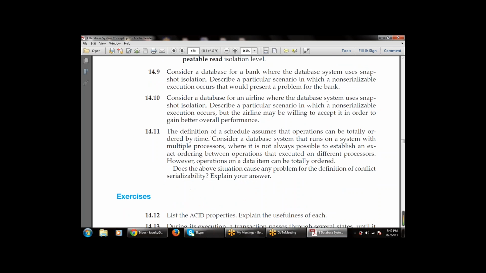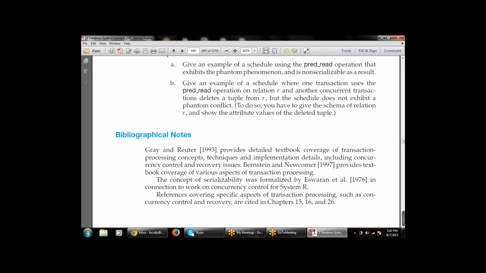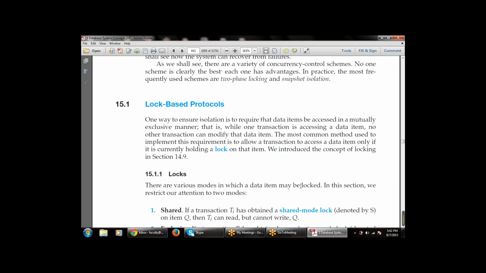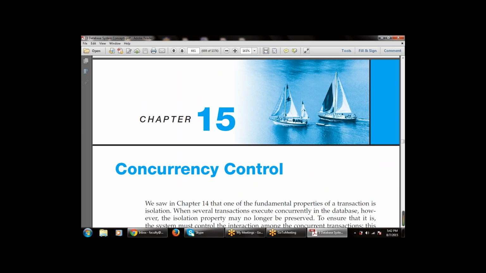Now let's start with the next topic. In the next class, that is Monday's class, I'm starting the next chapter, chapter number 15, that is concurrency control. So let's stop the class here. If there are any doubts or confusion, you can ask me.